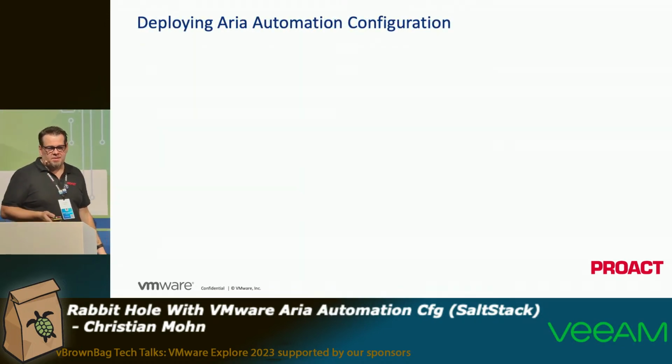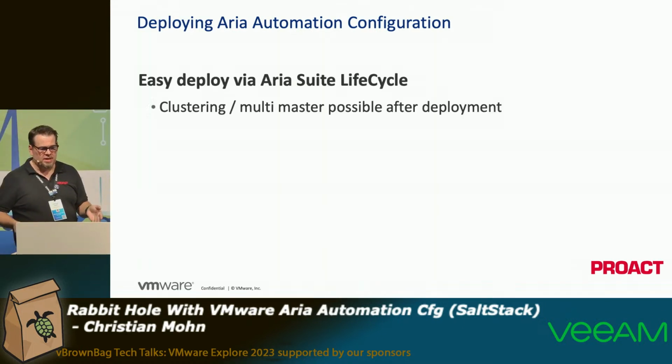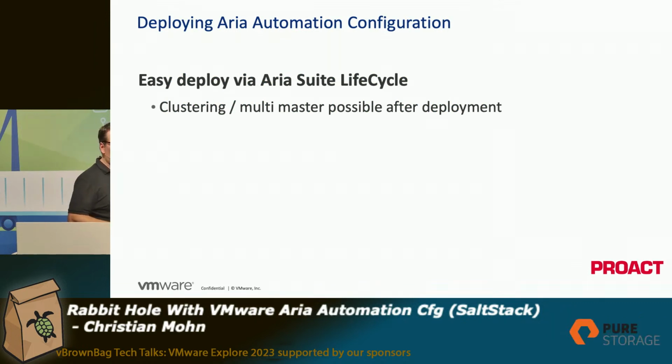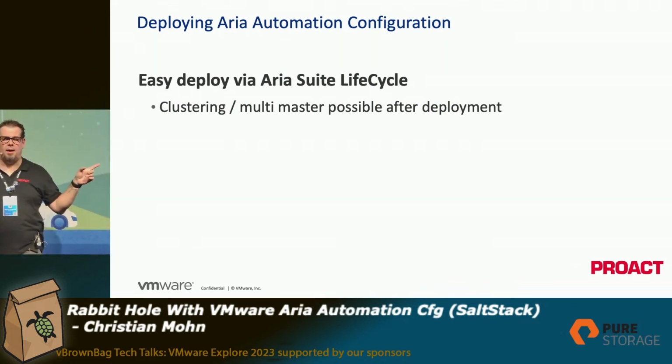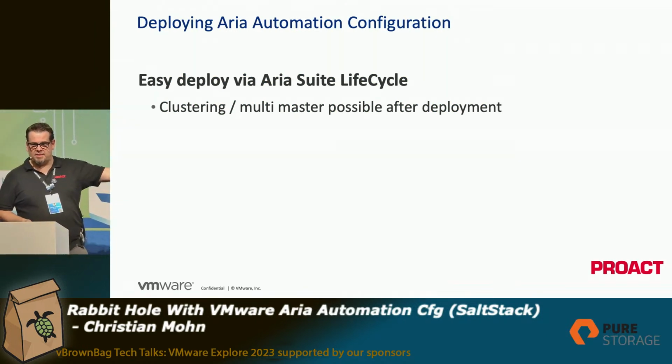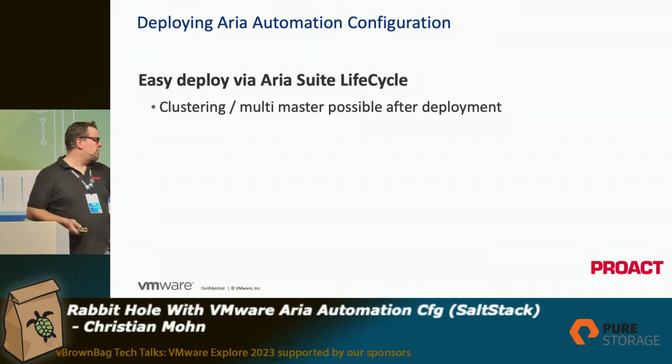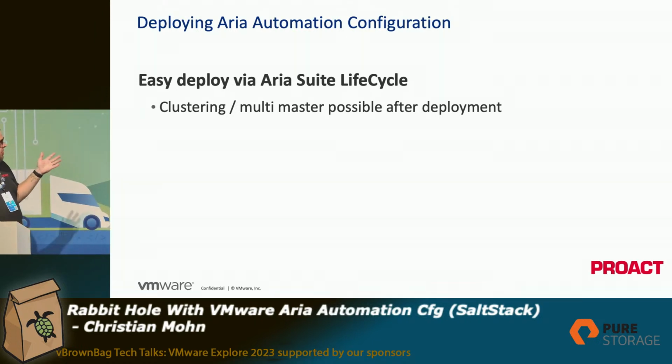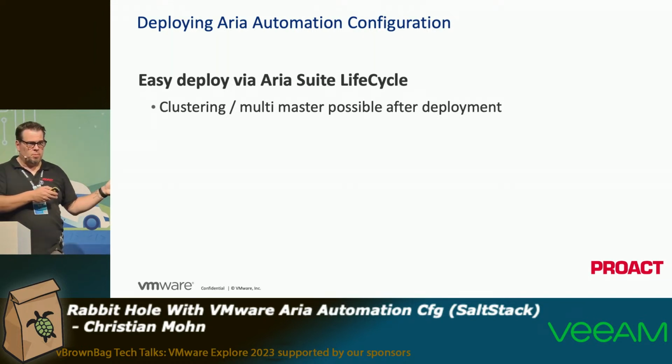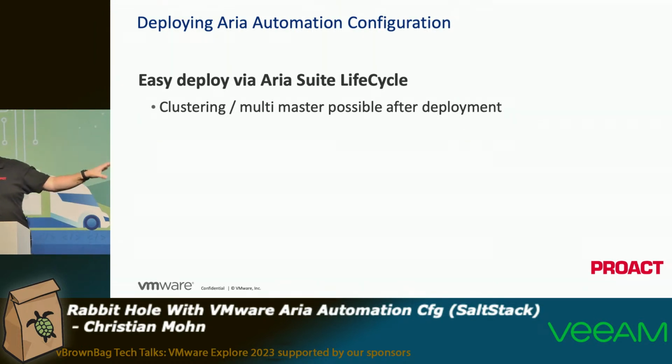So how do you deploy this? Salt is an open source project, but ARIA Automation Config is something you get with the VRA license. So you can use this if you have VRA in your environment as well. I'm focusing on that part because I haven't been using the open source project so much. I've been using ARIA Automation Config, but everything I do here can be done in Salt natively as open source as well.